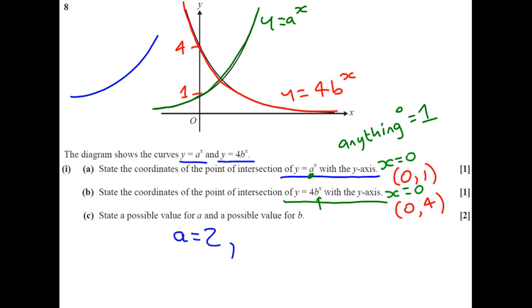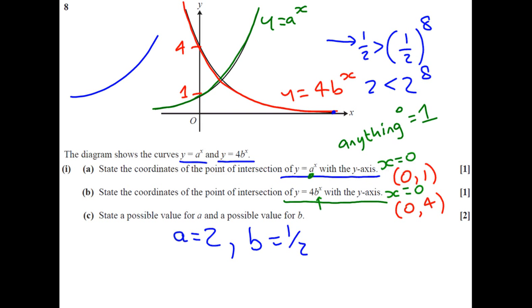So let's think about b. b goes the other way around, okay? So what you know about b is it must be a fraction. We know it's a fraction because it's getting smaller and smaller the bigger the power of x you raise it to. So for example, a half to the power of 8 is smaller than a half, okay? However, 2 to the power of 8 is bigger than 2. So we could say that b equals a half, as long as it's a fraction, that one's okay.